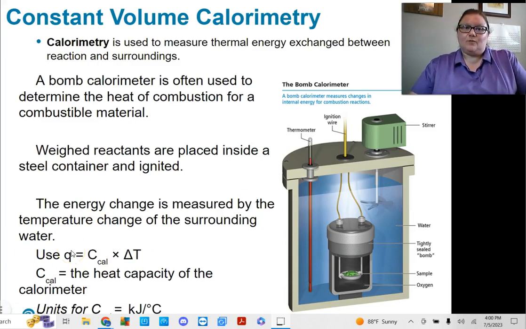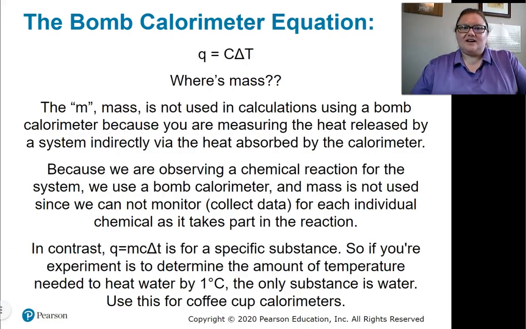The M that we saw in the equation prior is not here. So I made an explanation on this slide for you all. Where's mass? Okay, so the M, mass, is not used in calculations with the bomb calorimeter because you're measuring the heat released by a system and you're measuring that via the water inside that calorimeter.